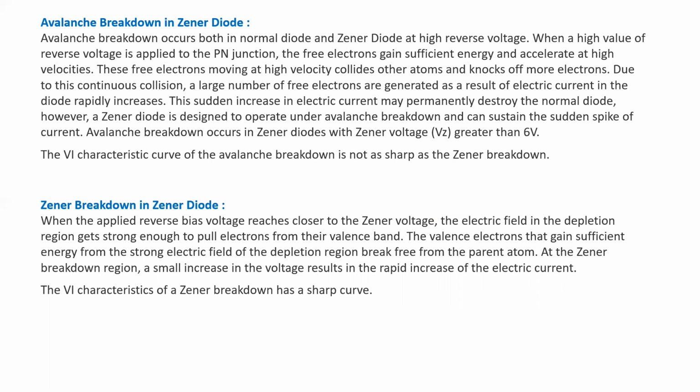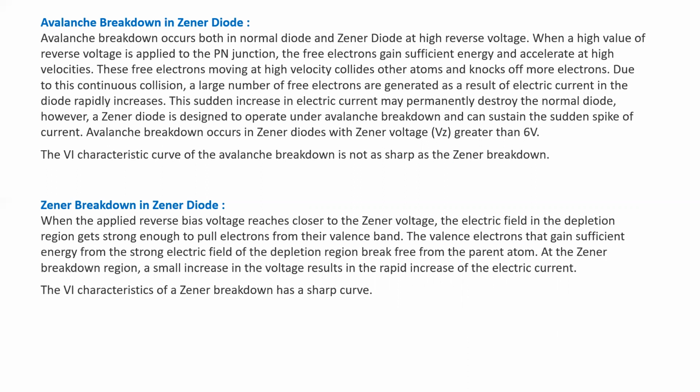Now we have the theory for this one. When the applied reverse voltage reaches closer to the Zener voltage, the electric field in the depletion region gets strong enough to pull the electrons from their valence band. That means we should be familiar with the energy band concept of semiconductor devices. The valence electron gains sufficient energy from the strong electric field of the depletion region and breaks free from the parent atom.